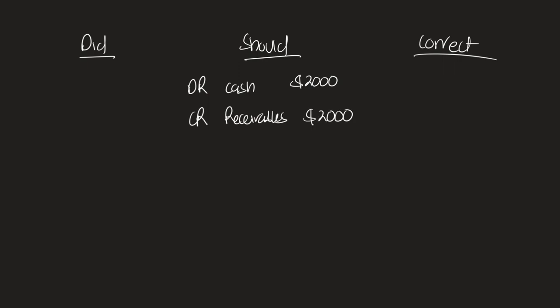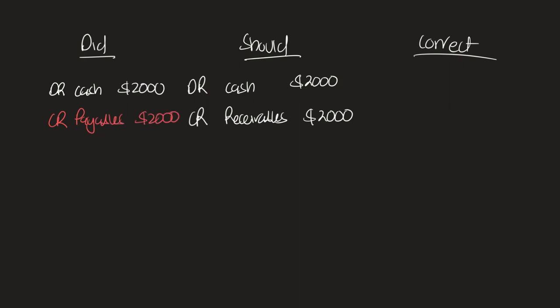Instead, what they did is they credited the payables. Now, in the absence of anything else being stated, we assume that the debit to cash is posted correctly because they do not tell us otherwise. But where they credited, and this is what they did incorrectly, is they credited the payables by 2,000.